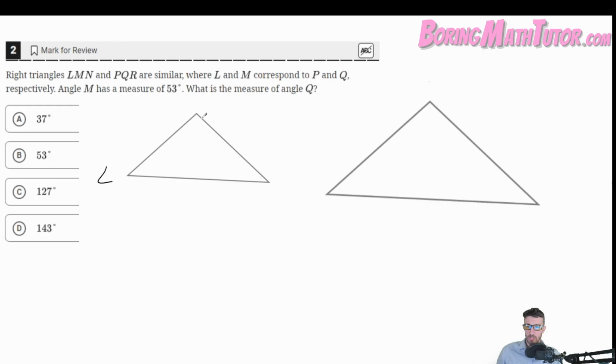So I already drew the triangles here. Maybe it's LMN and PQR. They're telling us LMN and PQR are similar. That means all of the matching angles are going to be equal. So when they give you M is 53, that means that Q must also be 53. And that's actually what they're asking about. So super easy problem. We didn't even have to use the fact that it was a right triangle.